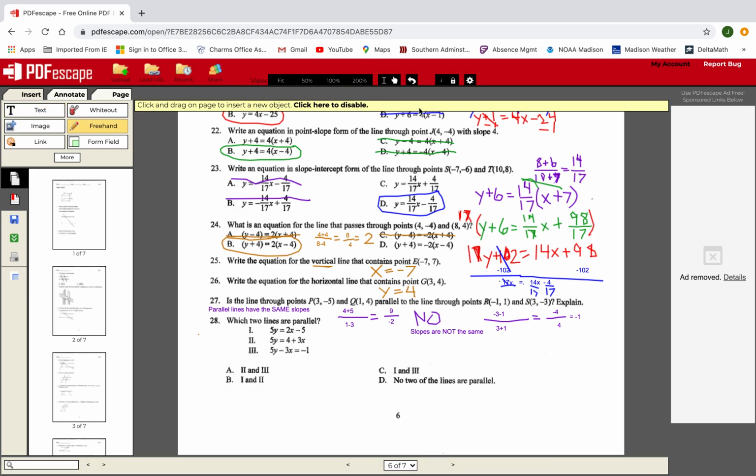And to do that, for this first one, you're just dividing everything by 5. So if I divide everything by 5 here, then I get that my slope here is 2 over 5. That's all we really need to worry about here is our slope. Our slope here is 2 over 5.